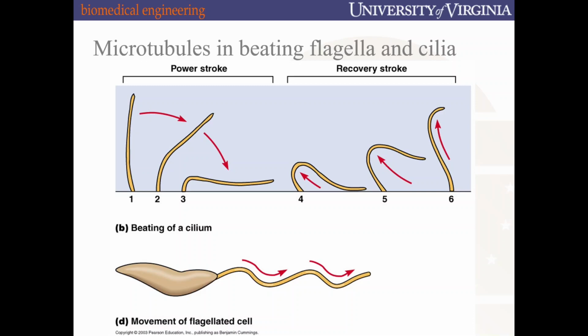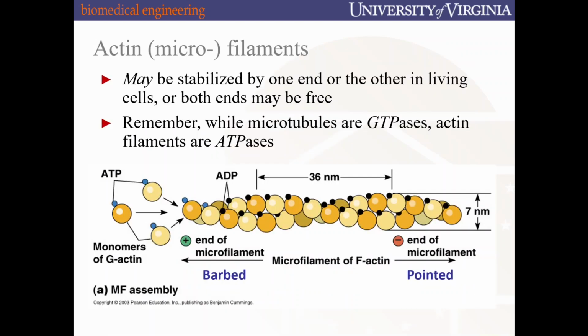On the bottom, we have a cell that's actually motile itself, flagellated sperm. Microtubules make up the structure of the flagella, and a molecular motor positioned at the base of the flagella is connected to the microtubule structures to produce the whip-like flagellar motion that propels the sperm cell forward. Alright, that's all for microtubules.